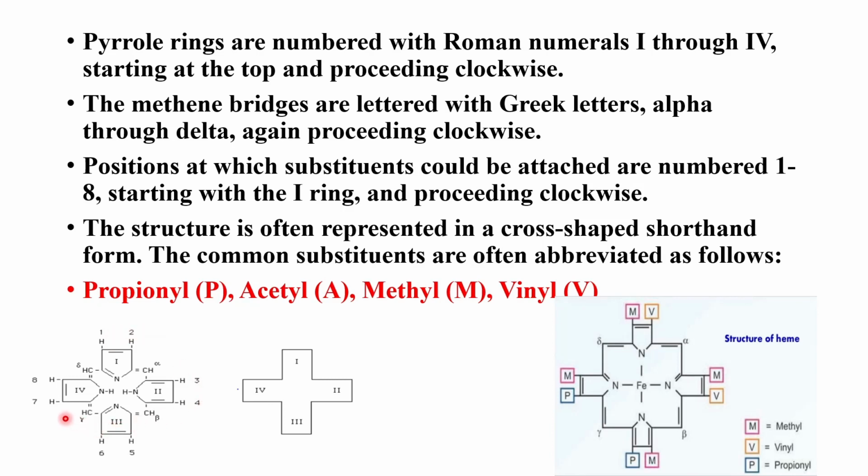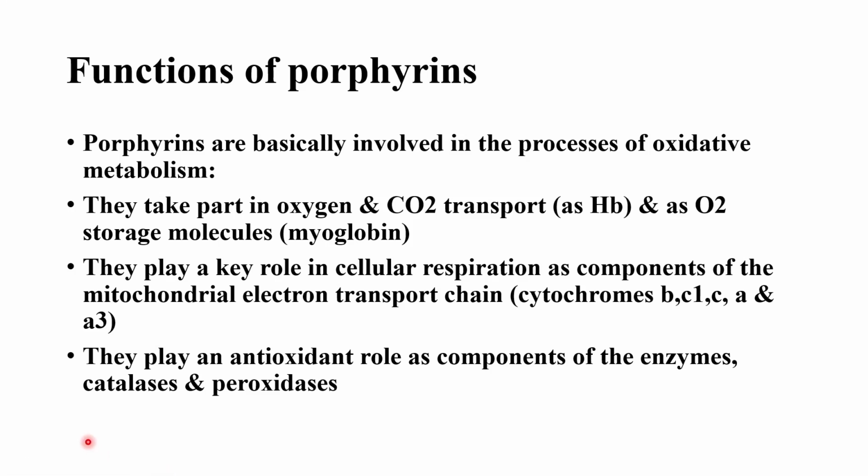Now comes the functions of porphyrins. Porphyrins are basically involved in the process of oxygen metabolism. They are involved in oxygen and CO2 transport as hemoglobin, and as oxygen storage molecules like myoglobin. They play a key role in cellular respiration as components of the mitochondrial electron transport chain, cytochromes b, c1, c, and a. They play an antioxidant role as components of the enzymes catalases and the peroxidases.